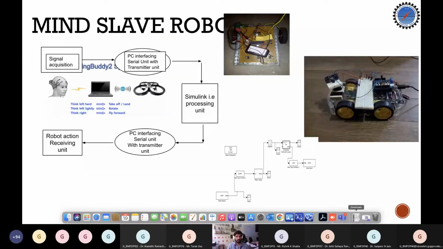This was one of the projects which we had done called Mild Slave Robo. One of our students had done this. So what was done is, if you blink once, you used to know that it will go right. If you blink twice, it will go left, and so on and so forth. Later, it was just the thinking.